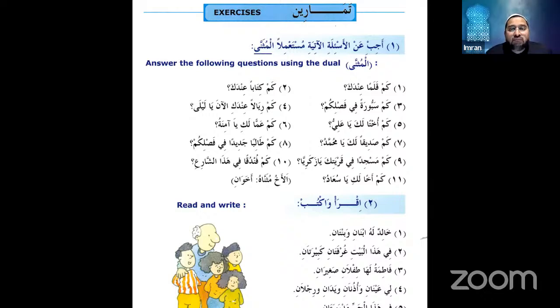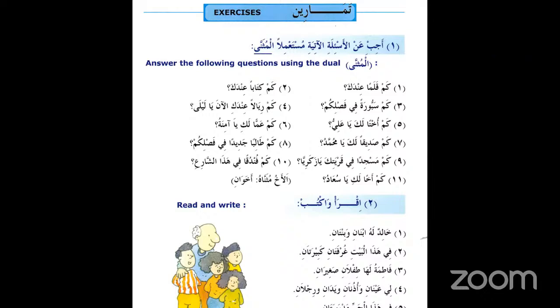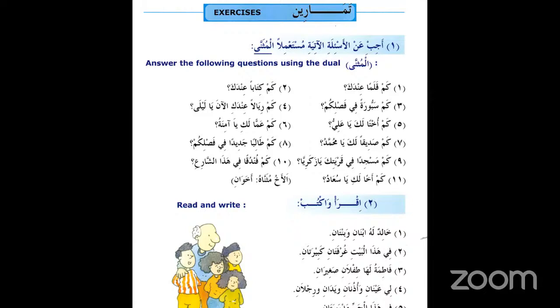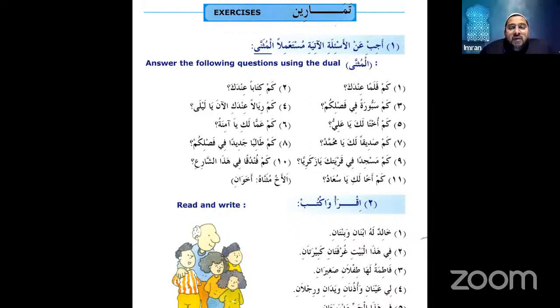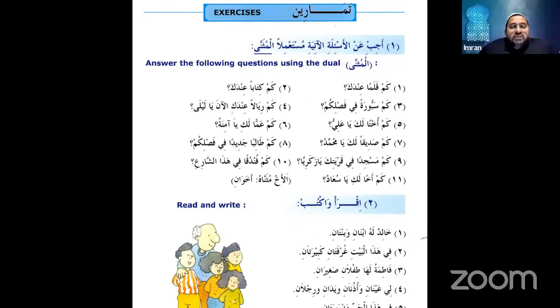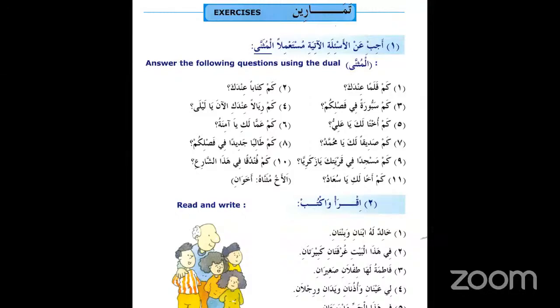I don't know. Saburatan. Kam saburatan fi faslikum. Saburatan means a blackboard. How many blackboards do you have in your classroom? Fi faslikum, in your classroom. No, you will say fi faslina. So kam will be fi faslina, in our classroom.